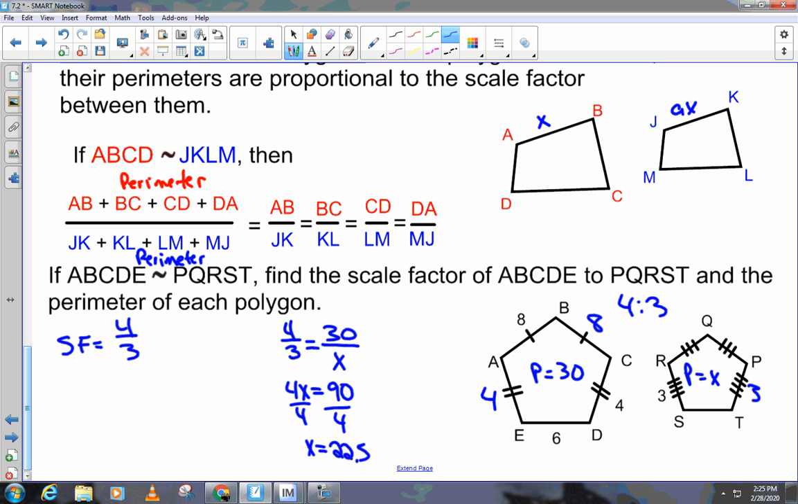Like I said, it keeps us from having to go and find everything. And know that if you have a pair of corresponding sides and the perimeter of one, you can find the perimeter of the other one without having to find everything. Because they're proportional just like the sides are. All right.